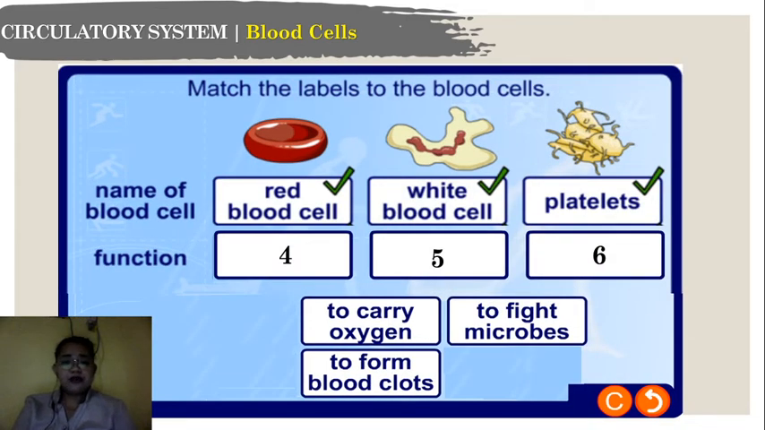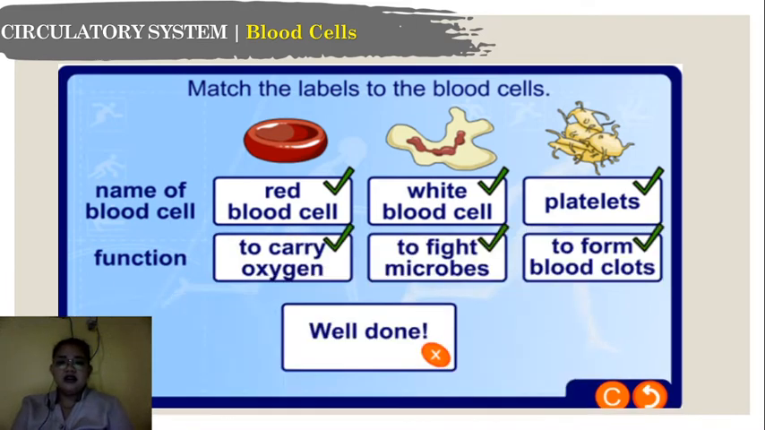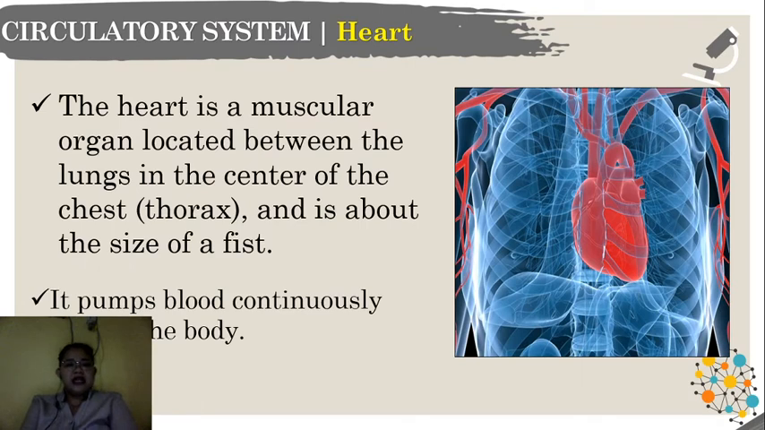So, when it comes to functions, syempre, ang nagke-carry or nagta-transport lang ng oxygen and nutrients would be your RBC. So, fighting microbes would be your WBC. While for your platelets, they form blood clots. Okay. Next. Lastly, we have the heart.